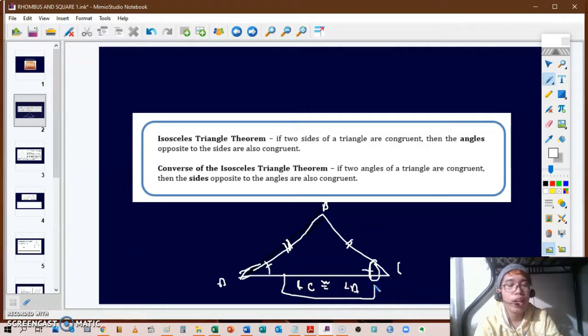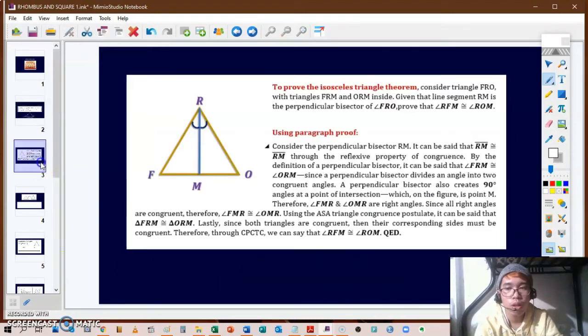And therefore angle C and angle A are congruent. And the converse of the isosceles triangle theorem: if two angles are congruent, so let's say for example angle A and angle C are congruent, then therefore the opposite sides of the triangle are also congruent. Okay, so let's try to prove that.